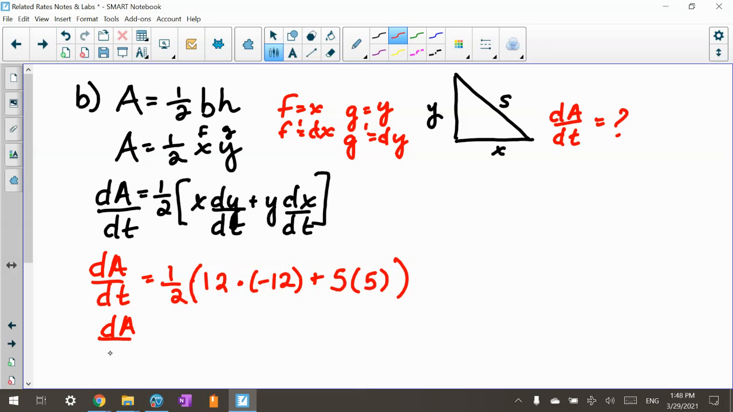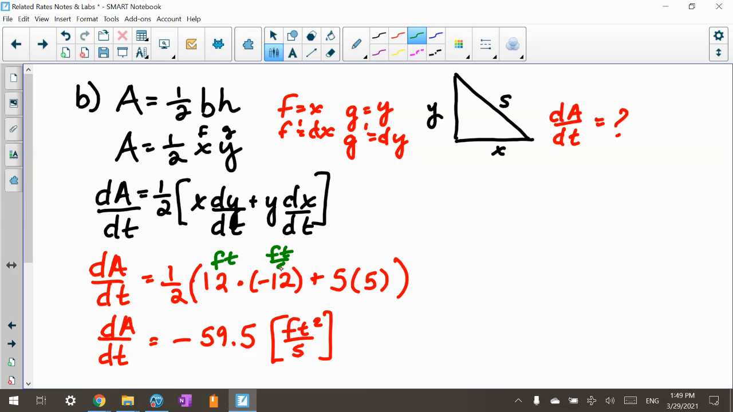dA/dt is negative 59.5, and it's feet squared per second. Now, the one thing that I want you to see is how the units work. So x is 12 feet, dy/dt is negative 12 feet per second, plus 5 feet times 5 feet per second. So look what you have. You have feet squared per second, feet squared per second. I'm adding it. That's where the units come from. So there is a change in the area.